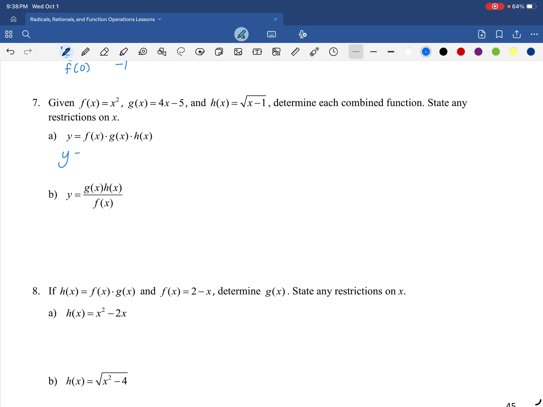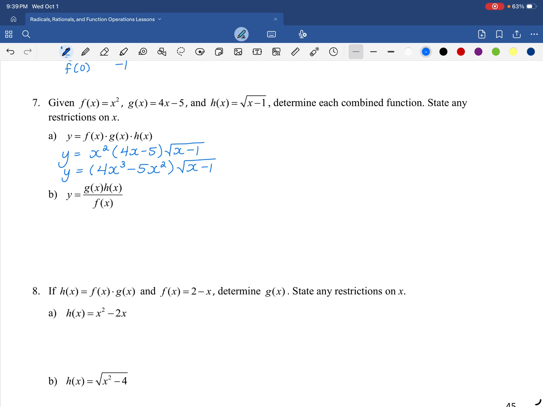So y is going to equal, f is x squared. We're multiplying that by g, which is 4x take away 5, and then we're multiplying it by the radical, x minus 1. Now, can you expand this out? Yeah, I can multiply the monomial and the binomial, so I would end up with 4x cubed minus 5x squared, and then this is still multiplied by the radical x minus 1. Could you multiply it further? You could. I don't think we need to, but you definitely could.